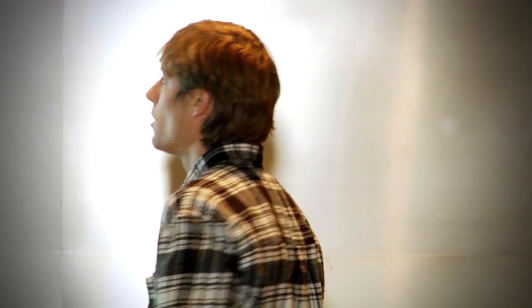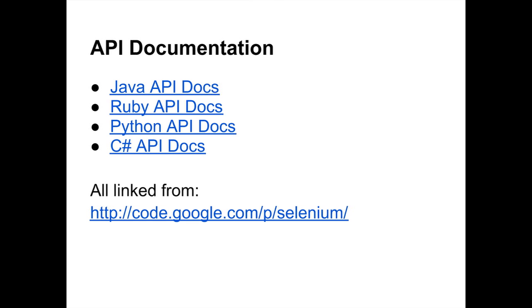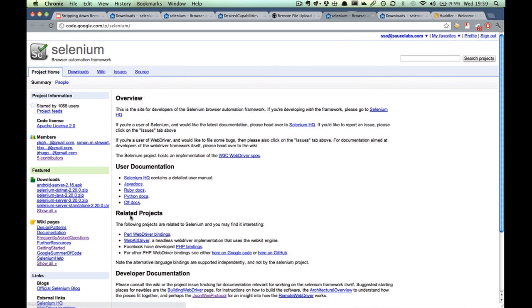Now, the API documentation for all this is, of course, linked in the Google Code page. So you can just go to code.google.com/p/selenium, and you'll get all the links right there. I took the work of finding exactly where the remote code is and pointing it there. I'm going to show you in a minute.